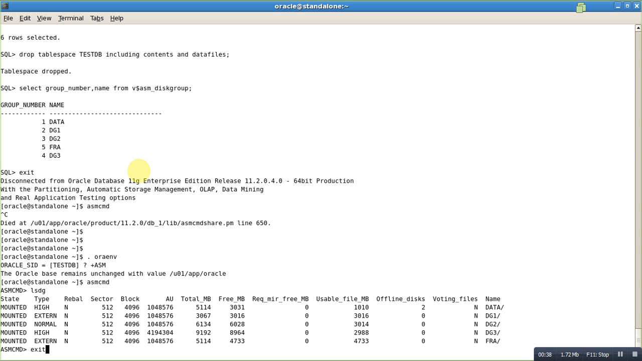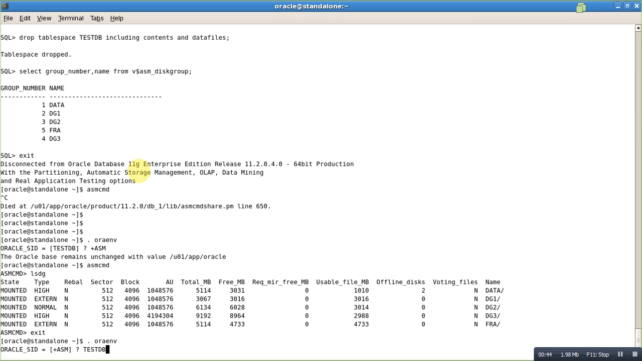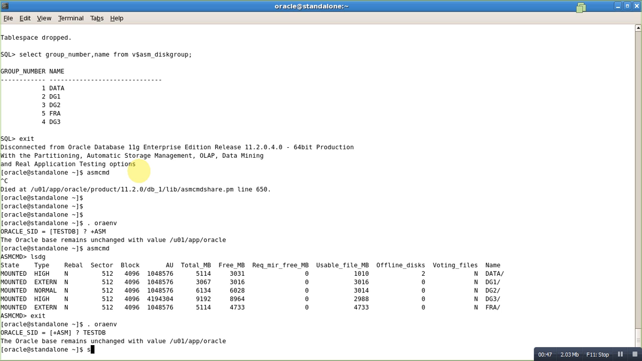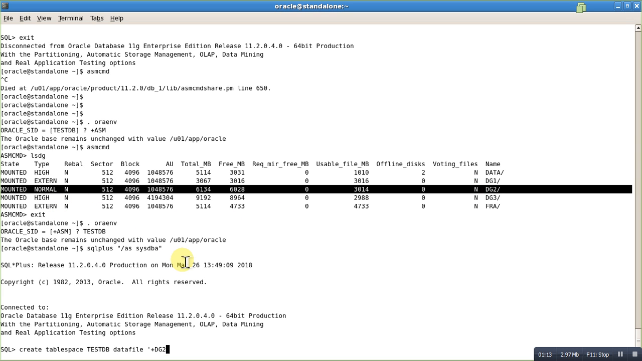Okay, now let me connect to the database and create a tablespace. I'm trying to create a tablespace testDB. I'll be creating it in the DG2 disk group, DG2, which is a normal redundancy. I'm creating it with a very small size of 5 MB.